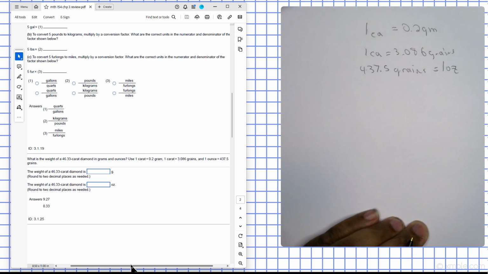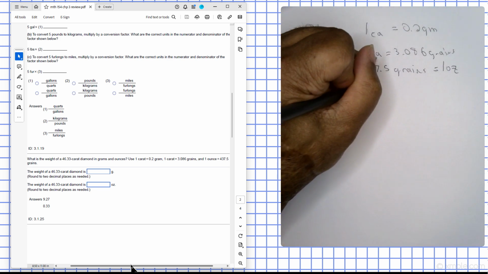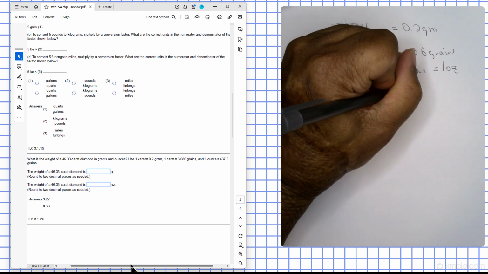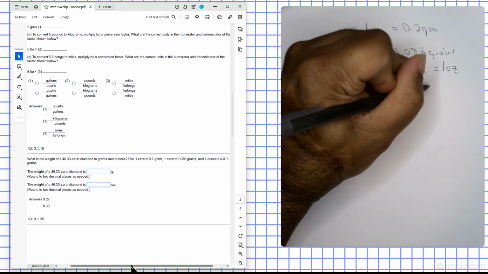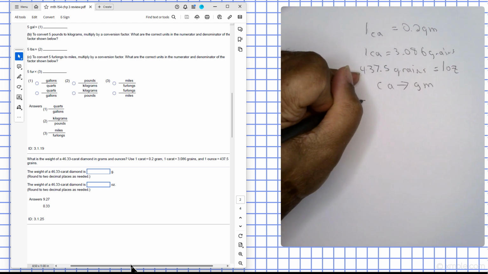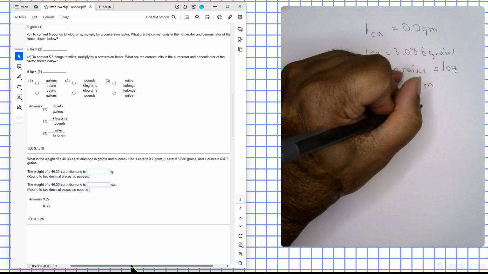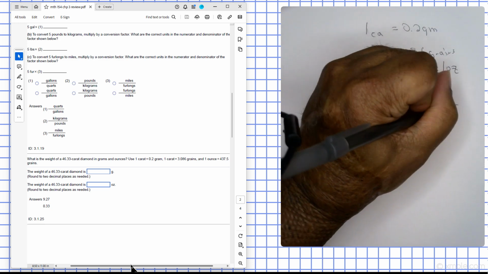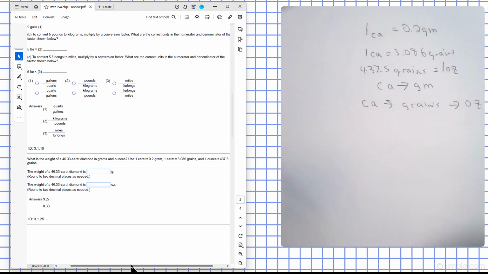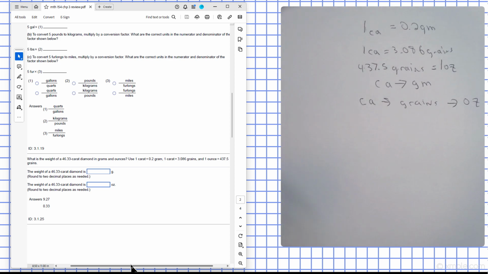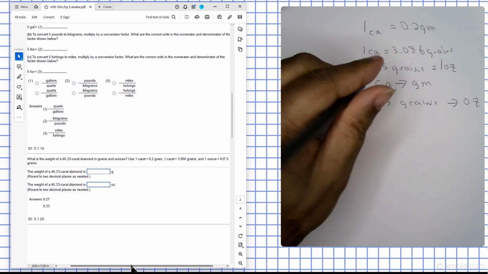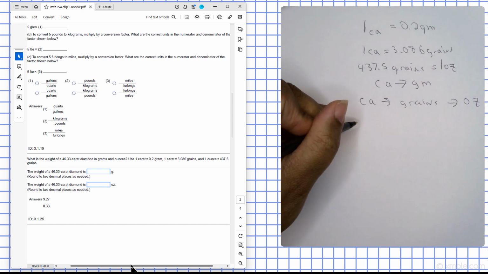Okay, so we can go directly from carats to grams, but we have to go from carats to grains, and then go from grains to ounces. That's how we have to do the conversion. There doesn't exist a chart that has every possible conversion on it. So let's do the first one here.